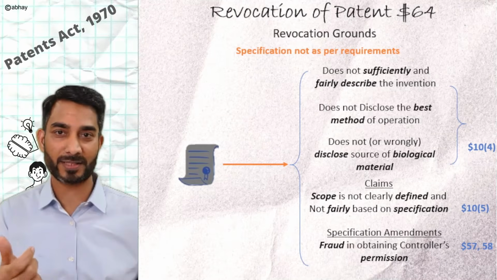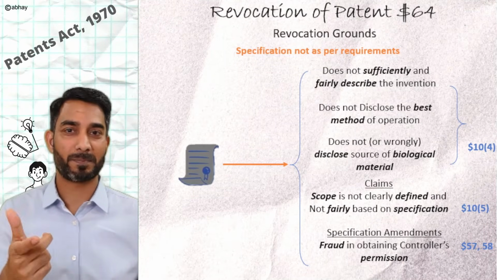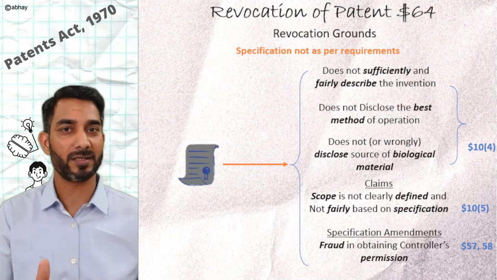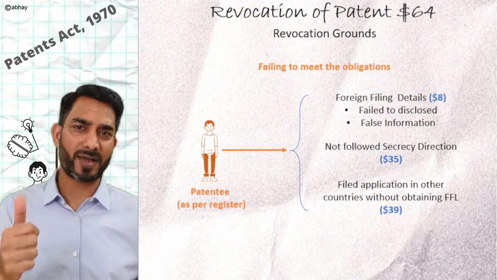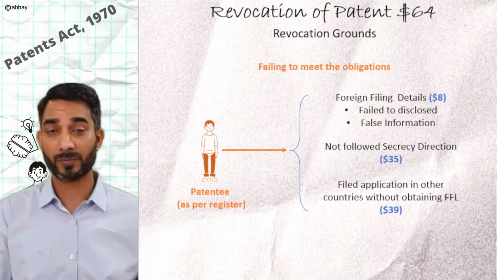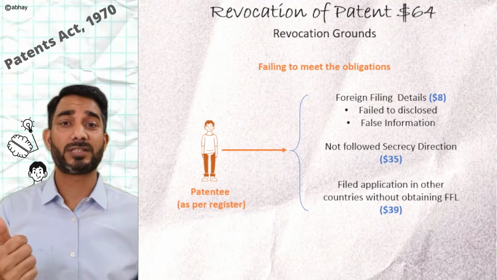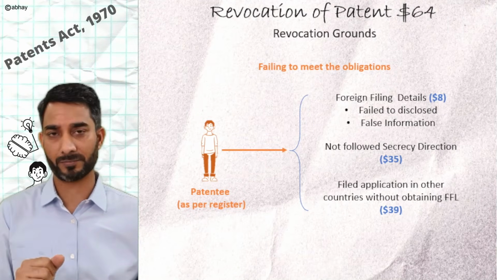Next, we'll identify the grounds which are related to the obligations imposed by the Patent Act on the applicant or patentee. As you may recall, foreign filing details need to be provided up to the grant of the patent in India. So we can check if such a requirement was met, if accurate information was provided to the patent office.